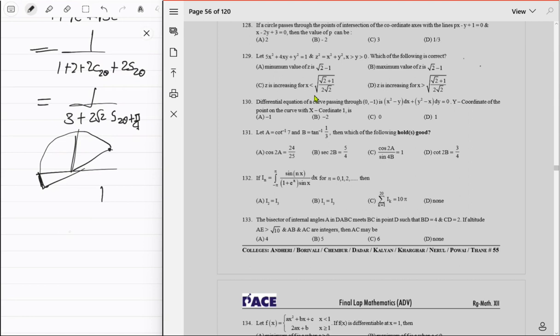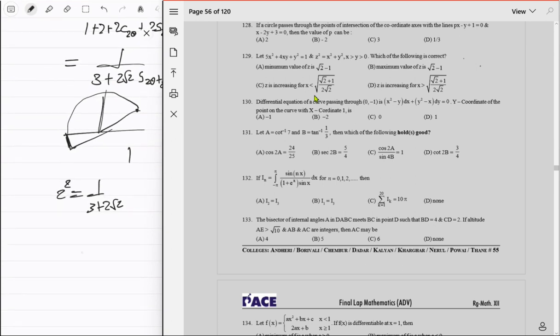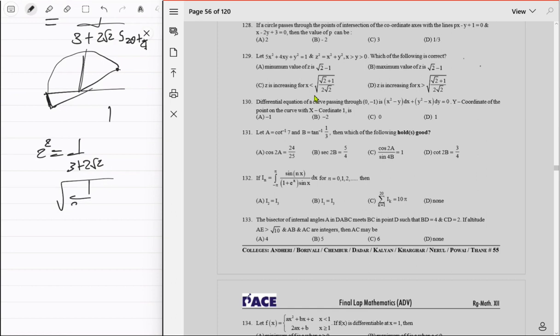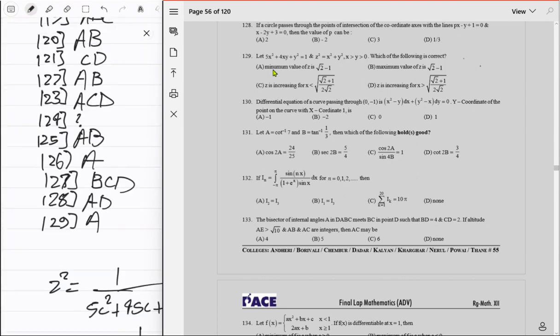So yes, it's just 1 upon 3 + 2√2. Maximum value is 1. Minimum value is this thing, 1 upon 3 + 2√2, for z², of course. So z equal to the square root of 1 upon 3 + 2√2, which I think is doable, not that hard, because 3 is 2 + 1, and this is just 1 upon √2 + 1. It's basically √2 − 1. So this is not a maximum, this is the minimum value. So A is correct.